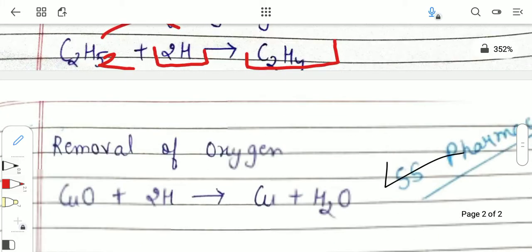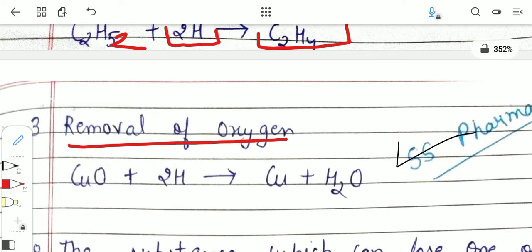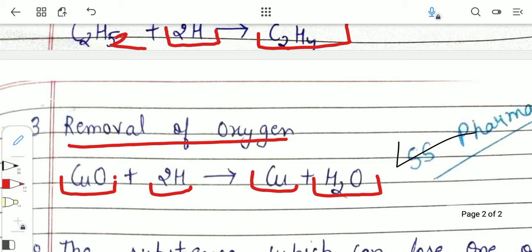Now the third point is the removal of oxygen. Here is our cupric oxide, and when it reacts with hydrogen it forms copper, with the liberation of water molecules. So this cupric oxide had oxygen, but now this oxygen has been removed, so this also comes under reduction. This was the basic concept of oxidation and reduction.